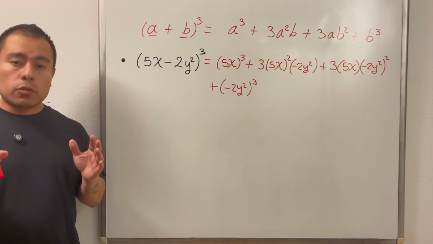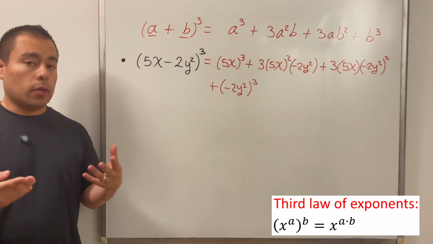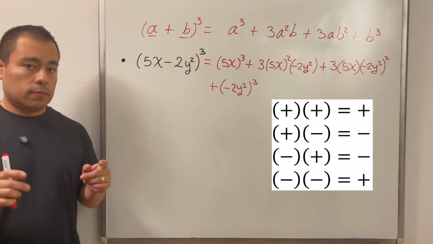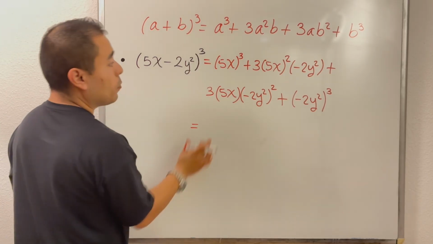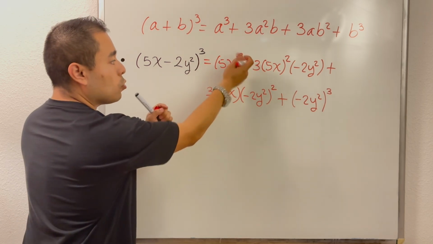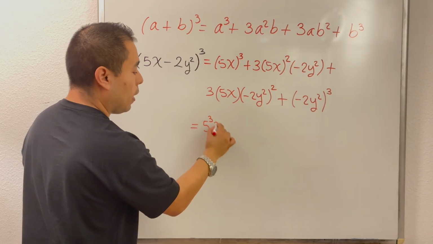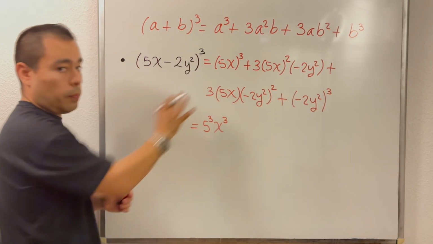Now, we need to reduce this expression by using the law of exponents and the rule of signs. In the first term, we have 5x, which is cubic. All the thing is cubic. This means that the cubic should be applied to the 5 and to the x. In this case, we have 5 cubic, x cubic. This is the first term.